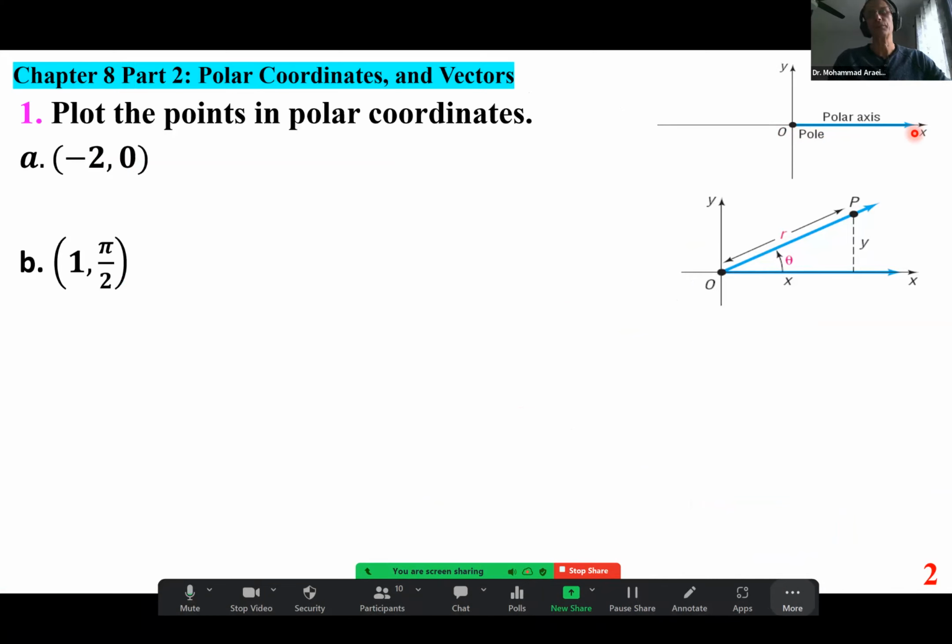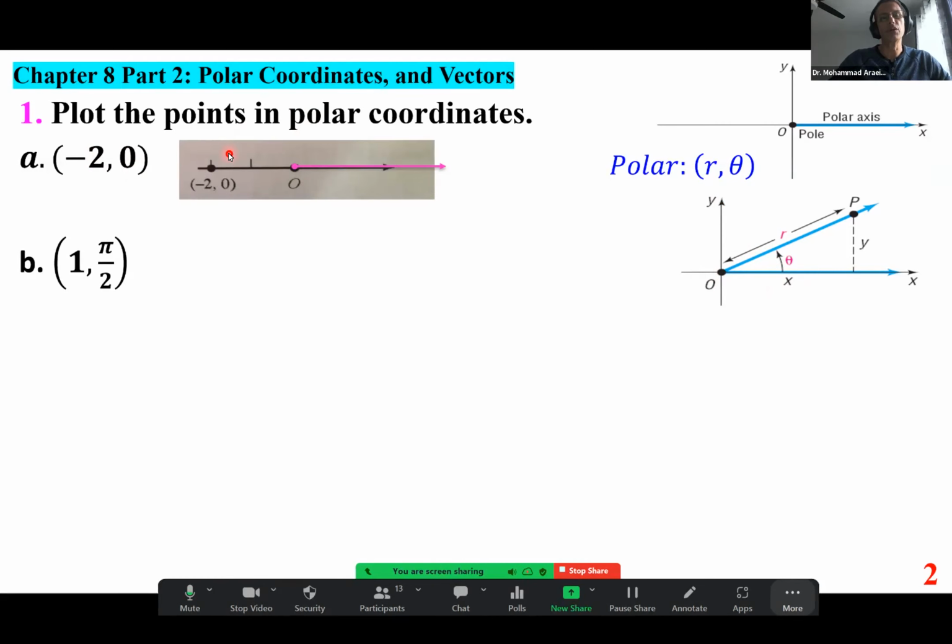A point has coordinates x, comma, y in rectangular coordinate system, or r, comma, theta in polar, where r is the distance from the pole or the origin, and theta is the angle with the positive side of the x-axis or the polar axis. So with that being the case, minus 2 comma 0, theta is 0, so we are going this way. When r becomes negative, we go the opposite direction. That would be the answer.